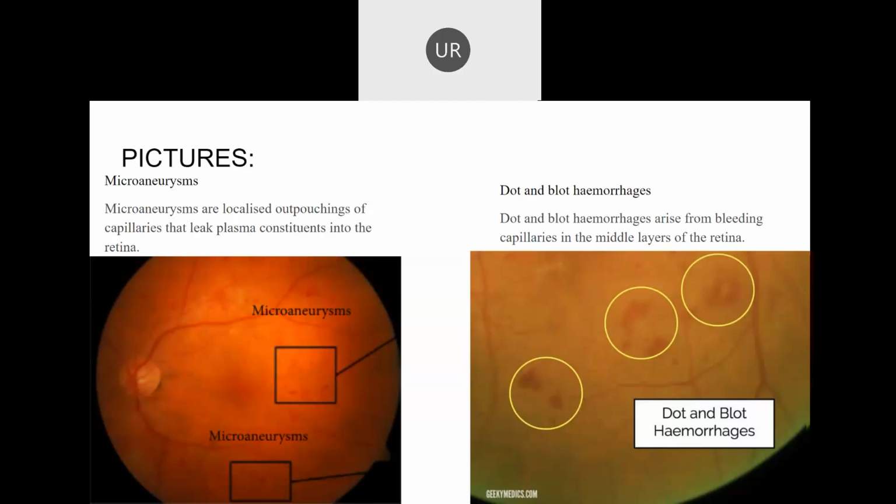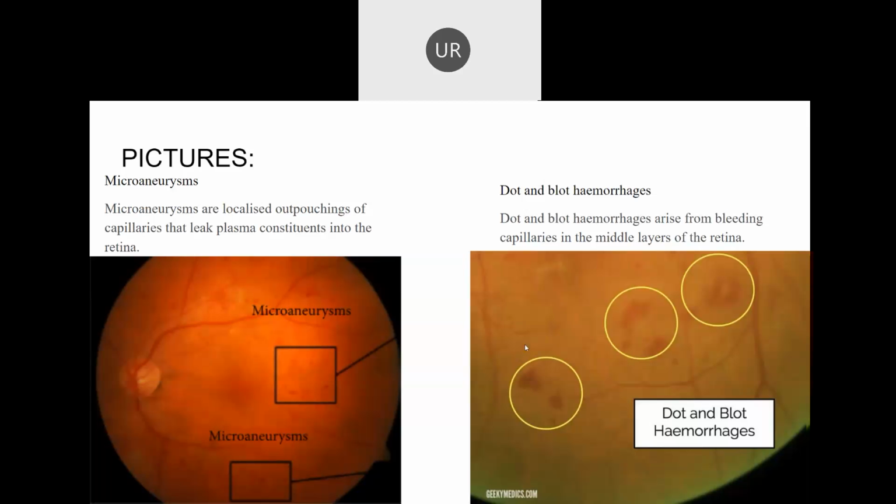So what is a microaneurysm? In the fundus image, you can see it's like a tiny red dot. It is actually a focal saccular dilatation of capillary walls where the pericytes are absent.